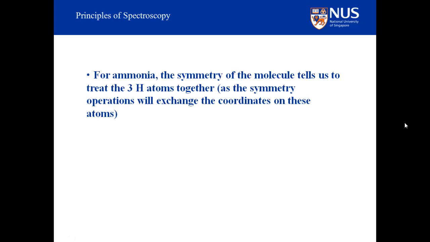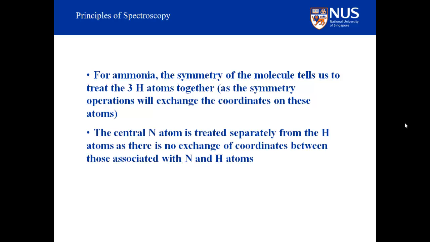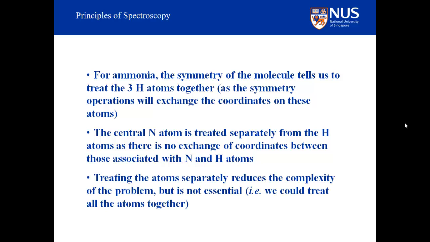For ammonia, the symmetry of the molecule tells us to treat the three hydrogen atoms together, as the symmetry operations will exchange the coordinates on these atoms. The central nitrogen atom is treated separately from the hydrogen atoms, as there is no exchange of coordinates between those associated with nitrogen and hydrogen atoms. Treating the atoms separately reduces the complexity of the problem, but is not essential. That is, we could treat all the atoms together.